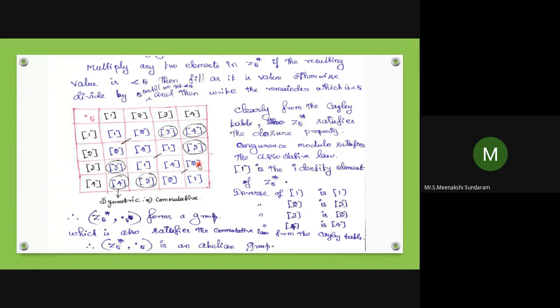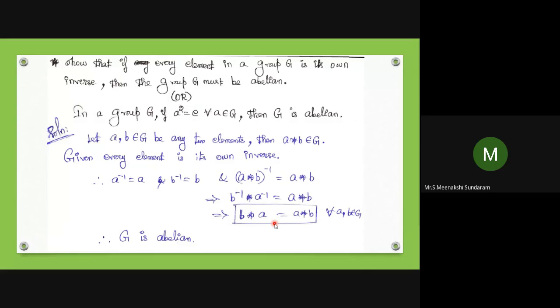That is a symmetry. Clearly, the given Z5 star composition, phi dot phi, forms a group under multiplication, and it also satisfies the commutative law. So it is an abelian group. The most important point is the easiest one, always.